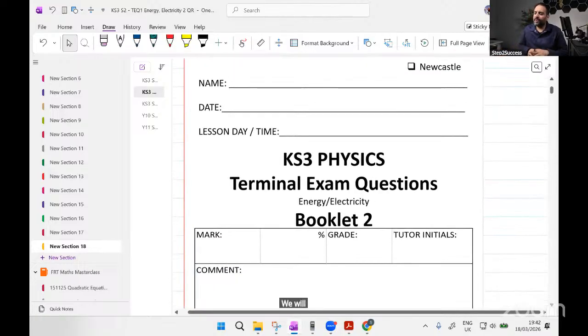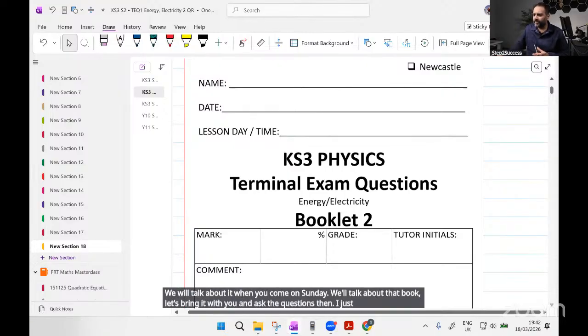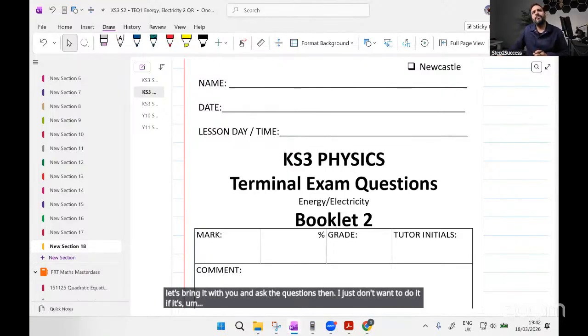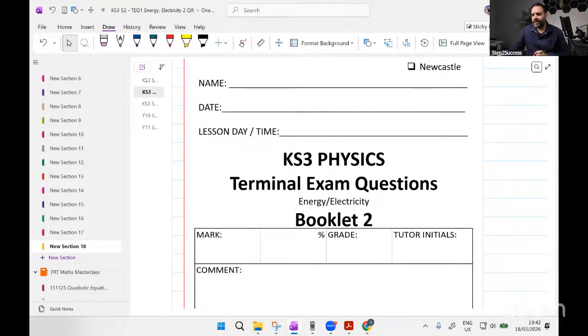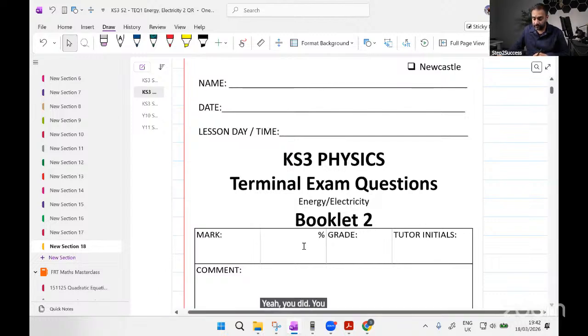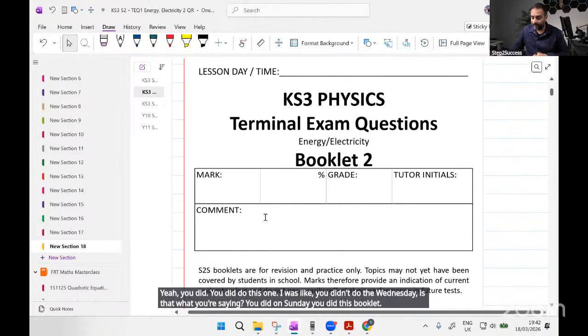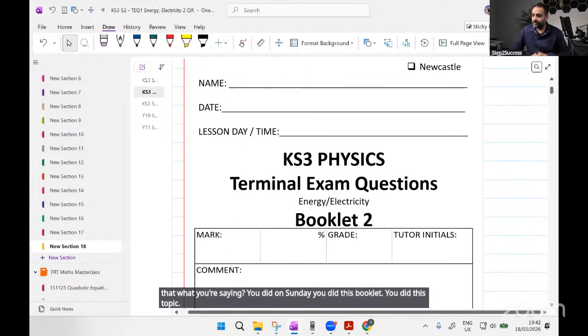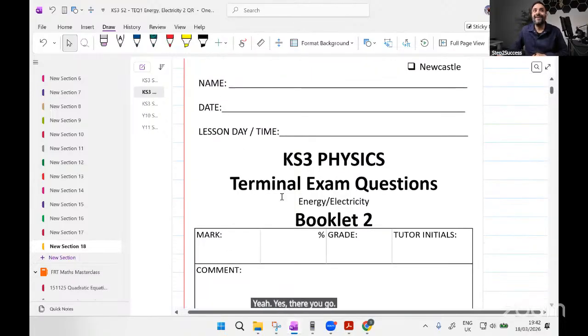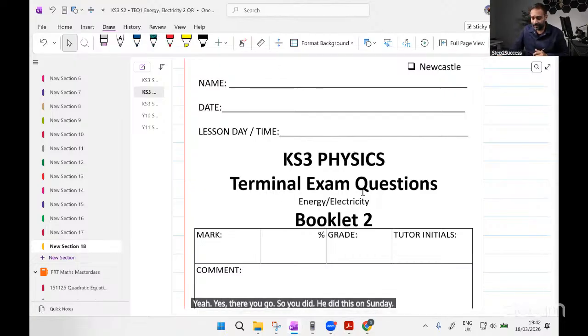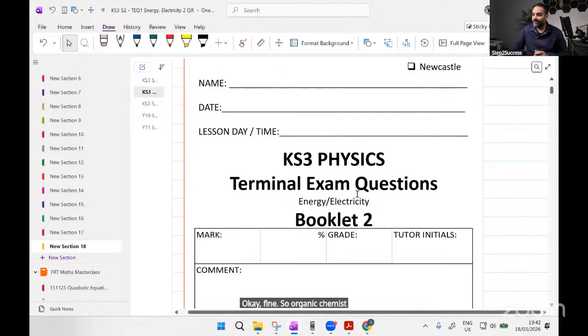We will talk about it when you come on Sunday. We'll talk about that booklet. Just bring it with you and ask the questions then. You did do this one. As in you didn't do the Wednesday, is that what you're saying? You did this booklet on Sunday. You did this topic. Yes, there you go. So you did this on Sunday. Okay, fine. So organic chemistry was a week before. You're a week behind.